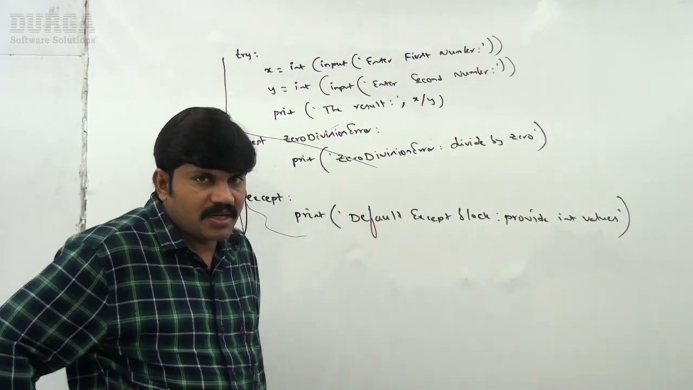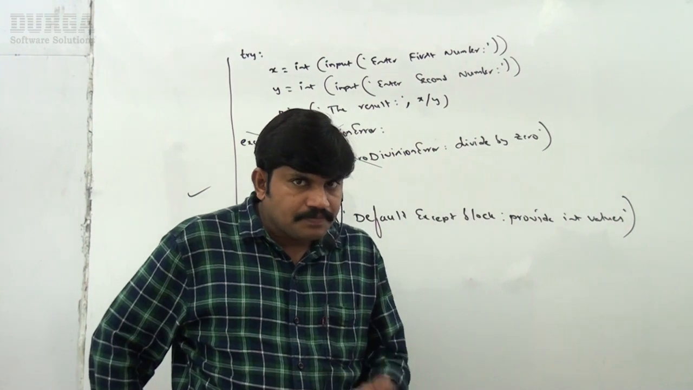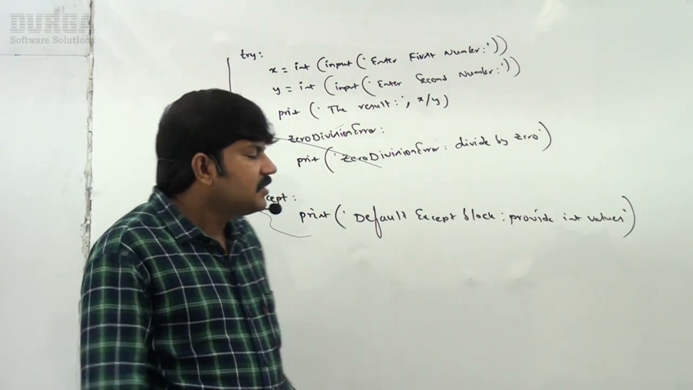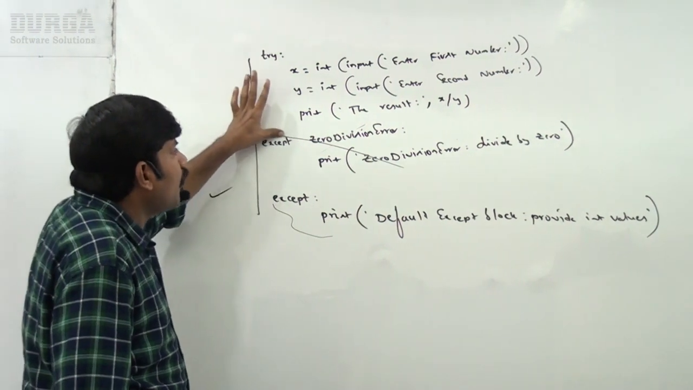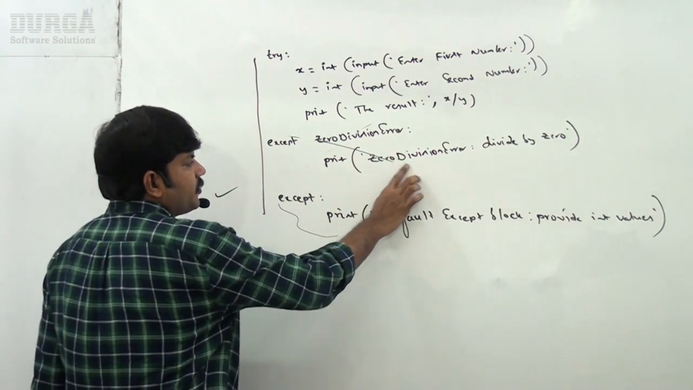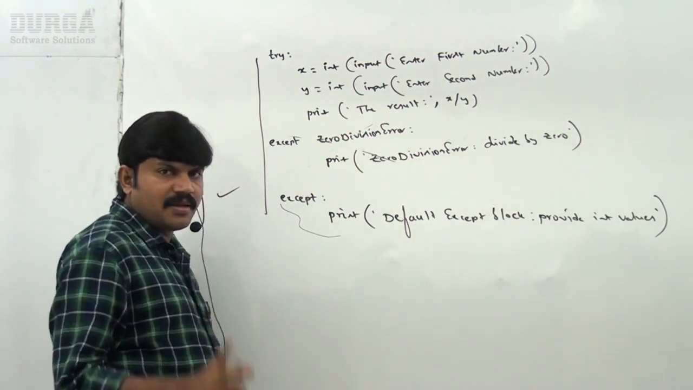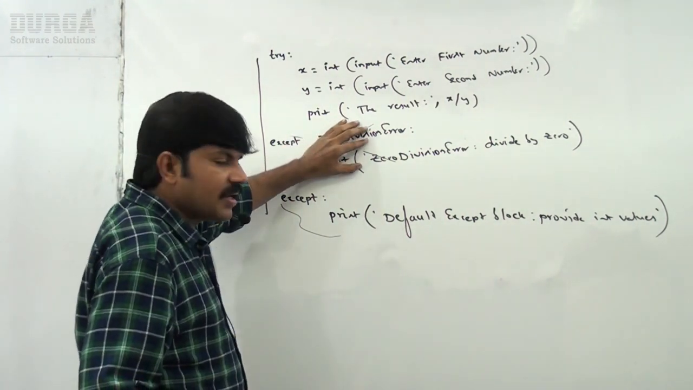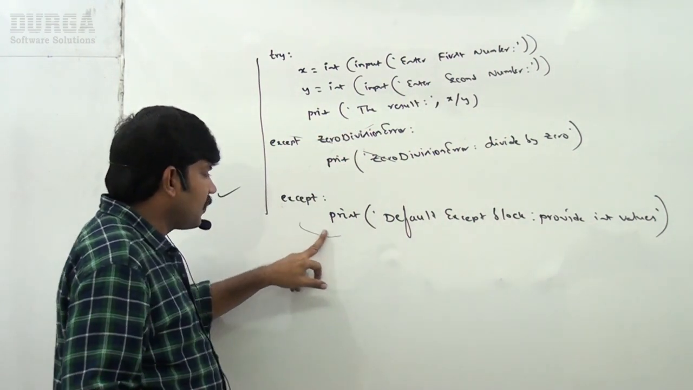Are you in a position to understand? Any doubt about this? Yes, friends, clear? Now I have one small doubt. In our example, how many except blocks are there? Respond. Two except blocks. What is the first one? Except ZeroDivisionError. The second one is the default except block.